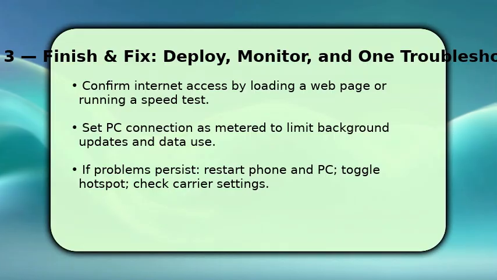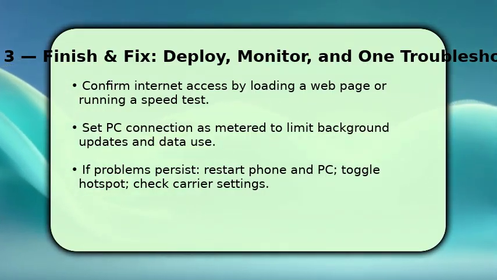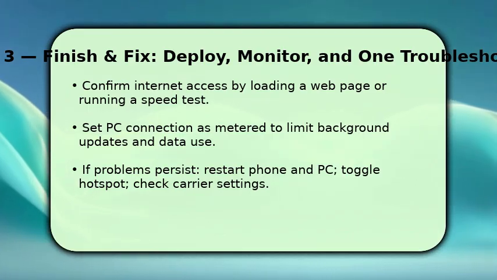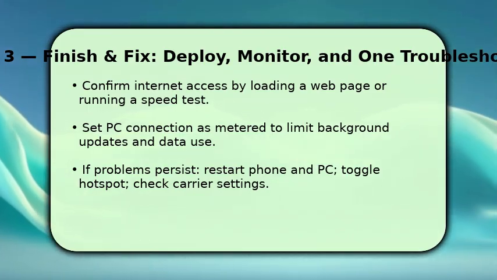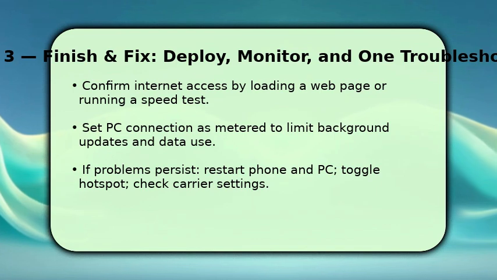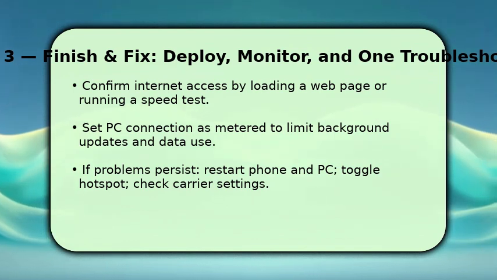If something goes wrong, the most reliable fix is to restart both devices and toggle the hotspot. This clears temporary glitches. If that fails, check carrier tethering permissions and update phone OS or PC network drivers.